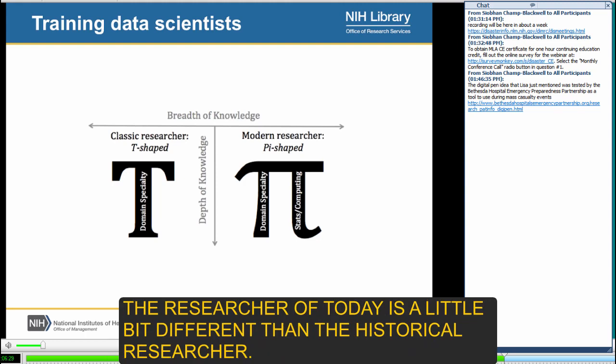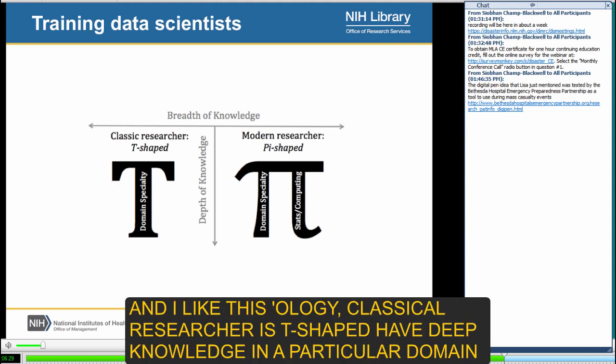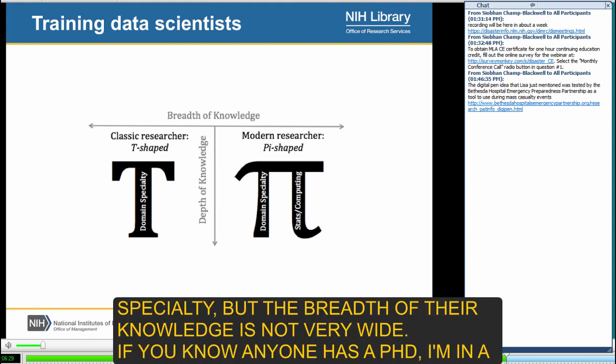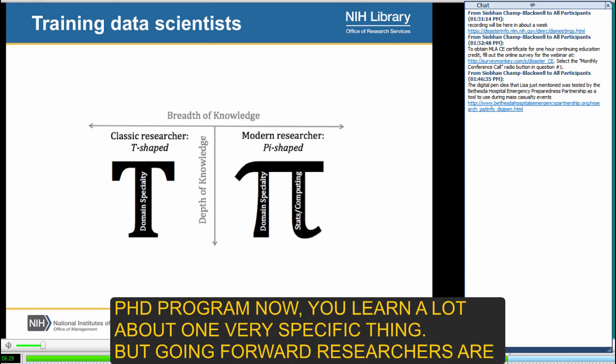The researcher of today is a little bit different than the historical researcher. And I kind of like this analogy that the classical researcher is T-shaped, that they have a very deep knowledge in a particular domain specialty, but the breadth of their knowledge is not very wide. If you know anyone that has gotten a PhD, I'm in a PhD program right now, and it's like you learn a lot about one very, very specific thing.